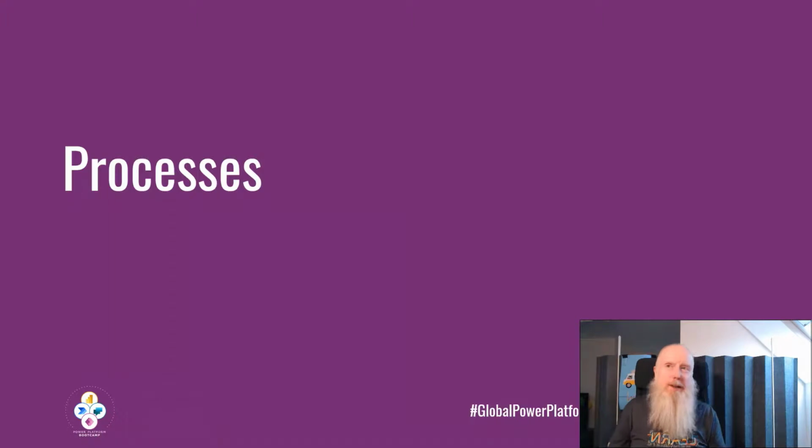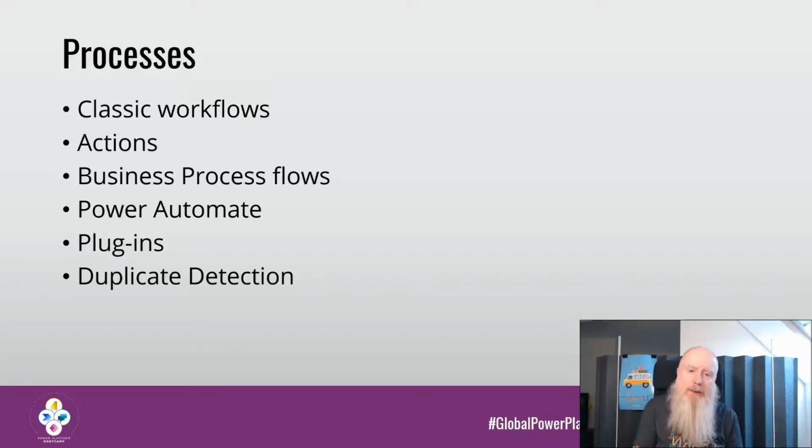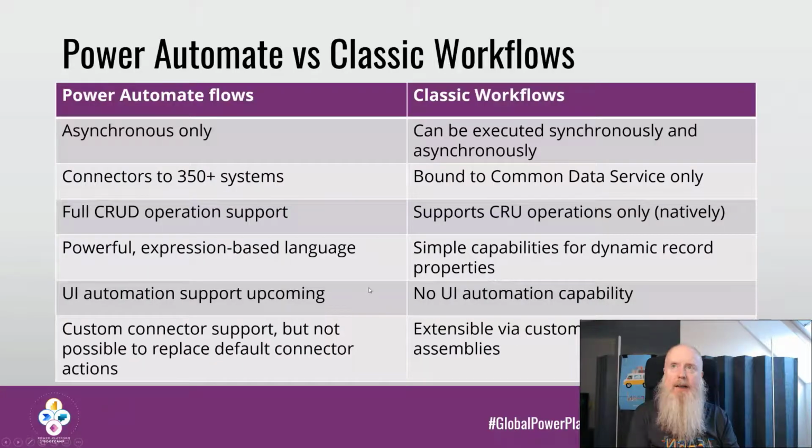I'm not going to build a process here because it's not going to take too long. I just want to discuss them. So we have a number of different options for doing automation and doing calculation. I've already mentioned some of them when I was talking about business rules and JavaScript. So we have classic workflows, custom actions, business process flows, Power Automate, plugins, and don't leave out duplicate detection.